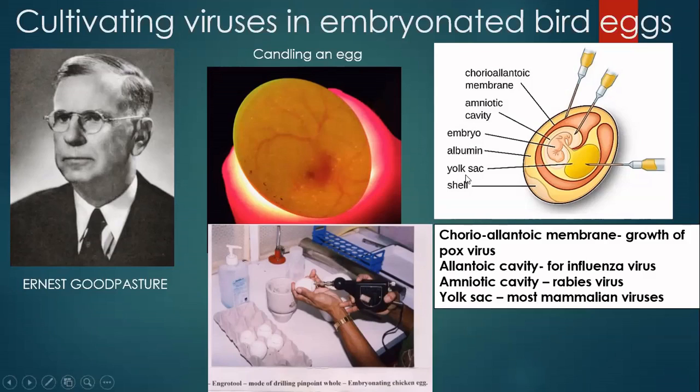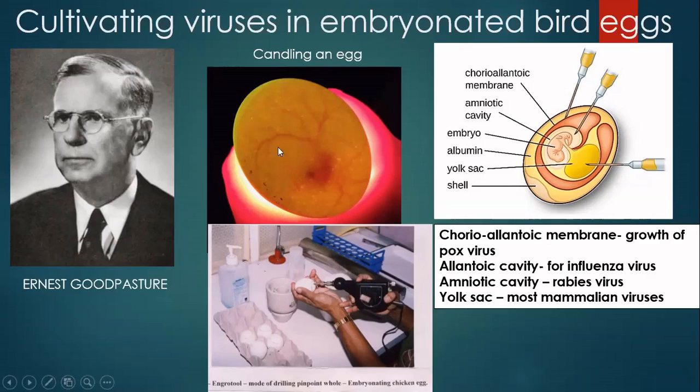An embryonated egg will offer several sites for cultivation of viruses, the different sites for viral inoculation. What that means is, where are we going to inoculate the virus in that egg? So we can inoculate into the chorioallantoic membrane, or the allantoic cavity, or the amniotic cavity, or into the yolk sac. Now first we need to see what is the stage of development of the egg.